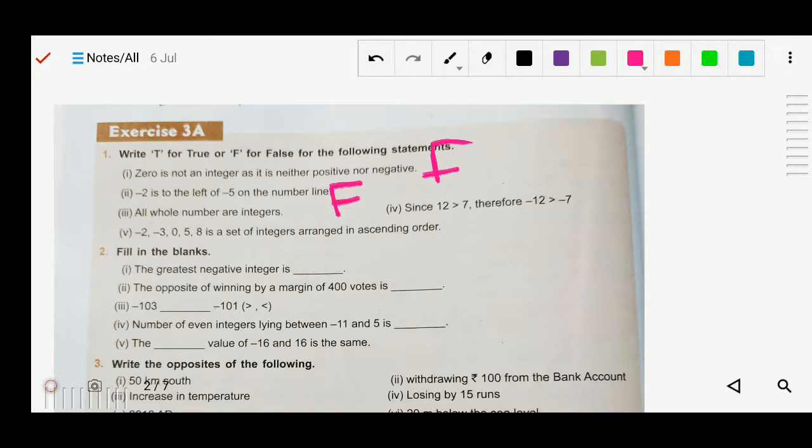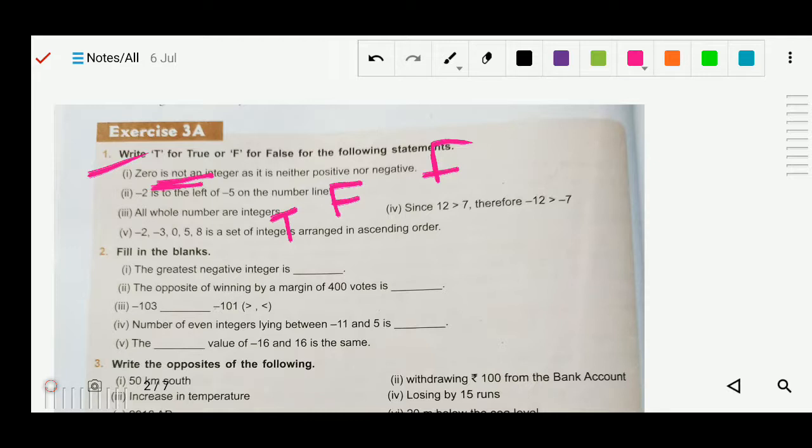Okay. All whole numbers are integers. Is it true? Yes, true, because I told you that integers include positive and negative numbers. Whole numbers start from 0, and 0 is also an integer, but it is neither positive nor negative. That's why the first one is false: 0 is an integer. And 0 is a whole number also.